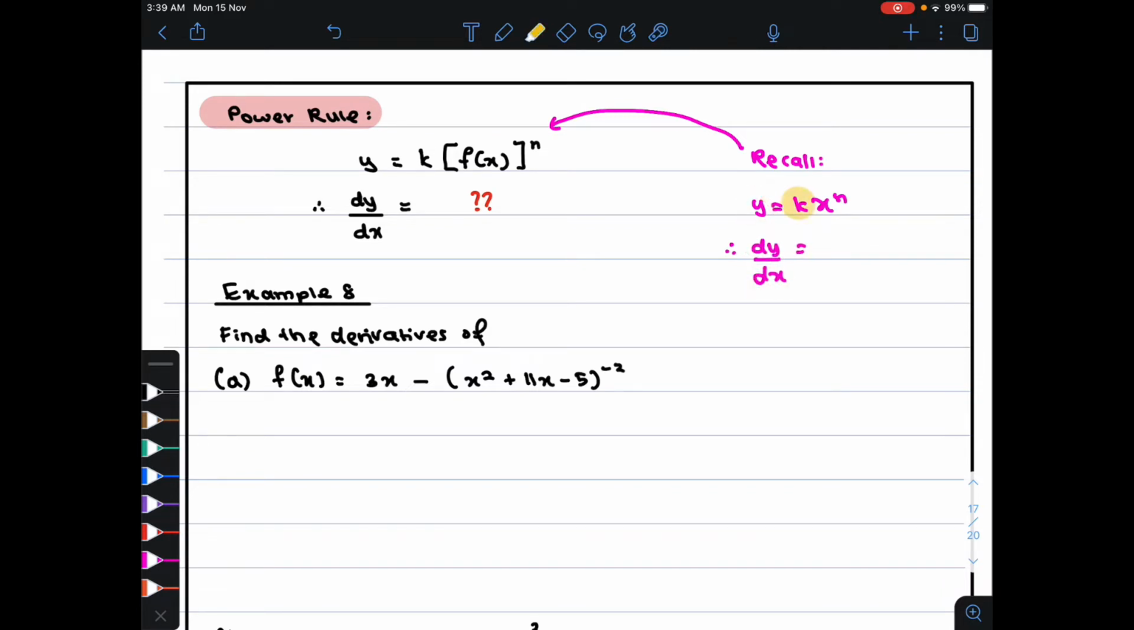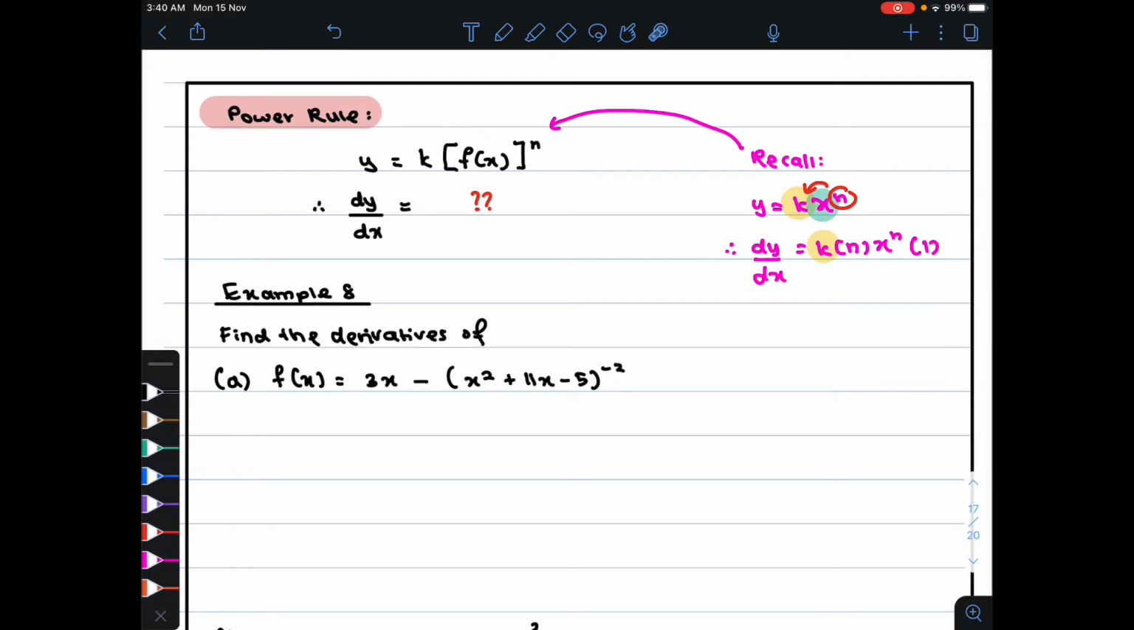We have constant k and it stays the same at the front. Now, how do you differentiate x to the power of n? You bring the power to the front. So what happens to x to the power of n? It will become x to the power of n minus 1. So actually, there is another extra step here. You actually need to differentiate x and it will give you 1.